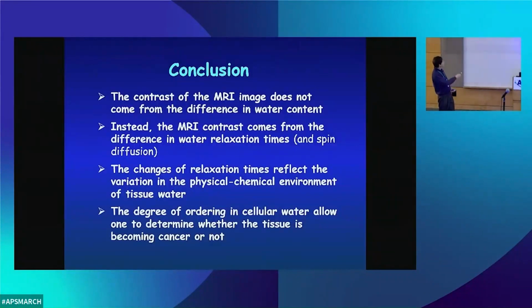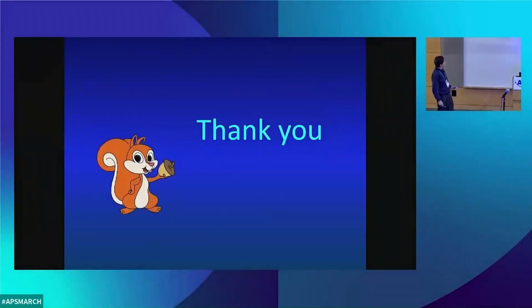So this is my conclusion slide, showing that the contrast of the MRI image does not come from the difference in water content. Instead, the MRI contrast comes from the difference in water relaxation time. The change in relaxation time reflects the variation in the physical chemical environment of the tissue water, and the degree of ordering in the cell water allows one to determine whether the tissue is becoming cancerous or not. Okay, thank you.